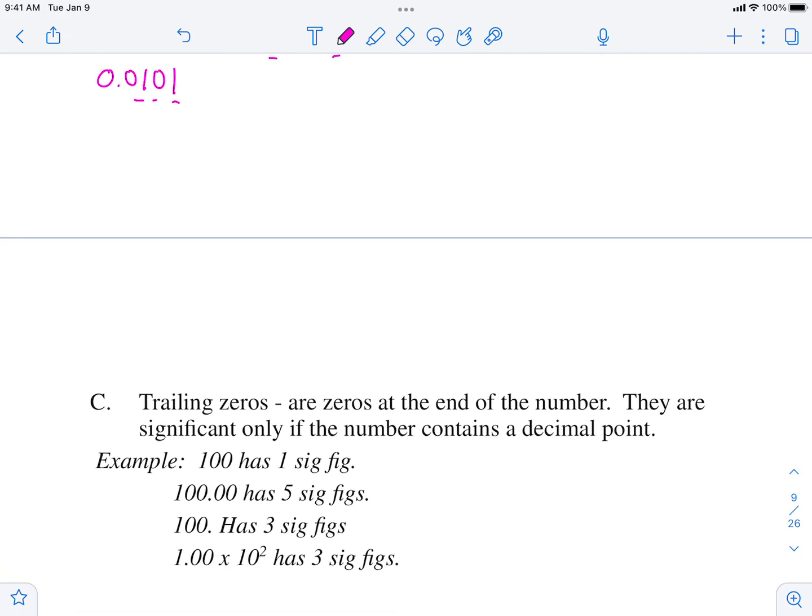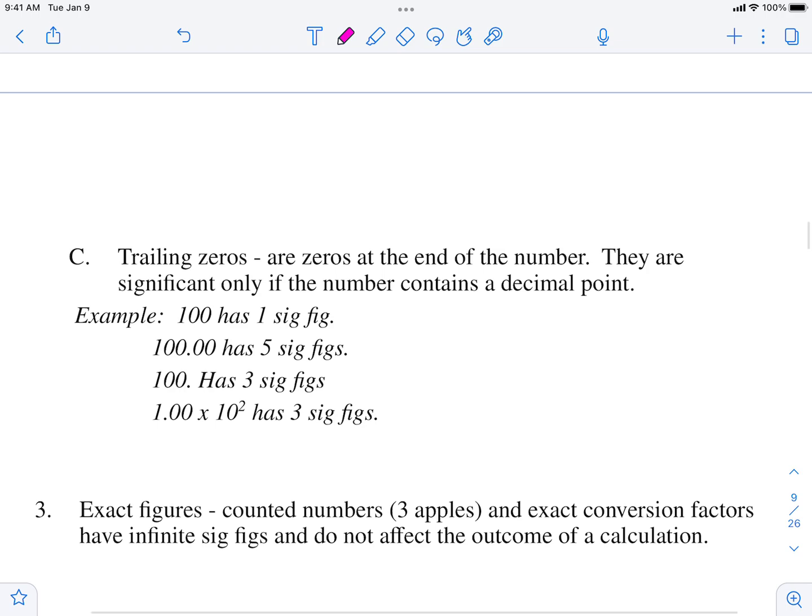The third type of zero is what we call a trailing zero. And this is the most confusing part. You've got 2 types of trailing zeros, right? You've got a trailing zero where there is no decimal point, like here. See this number right here, 100? The rule says that non-zeros count, so this counts. Trailing zeros do not count if there isn't a decimal point. That's why 100 has only one sig fig.